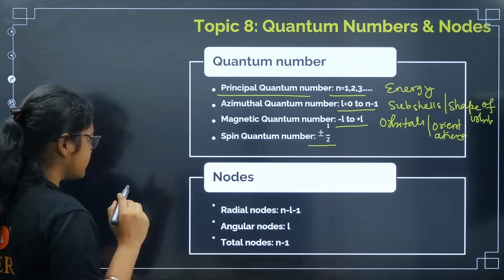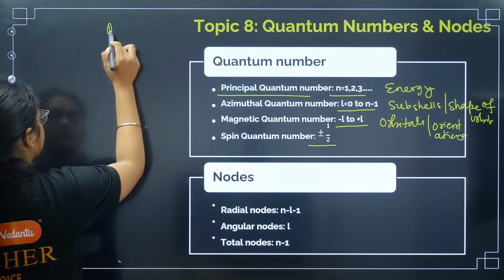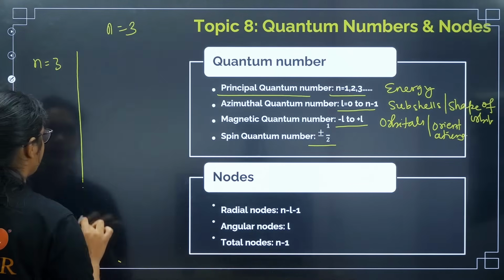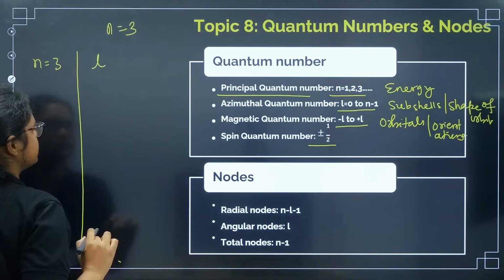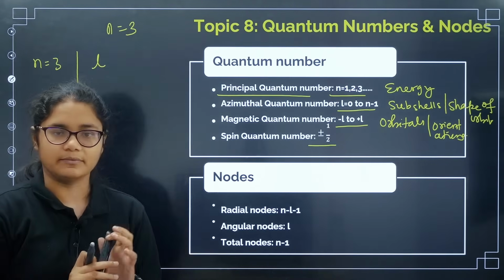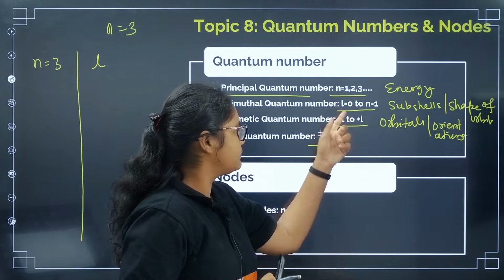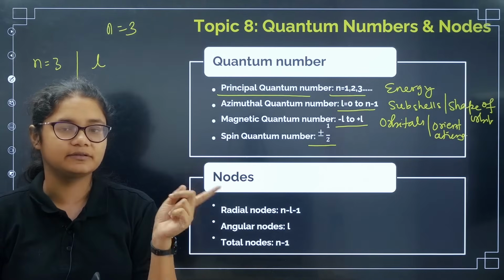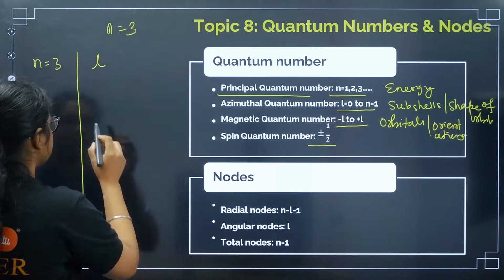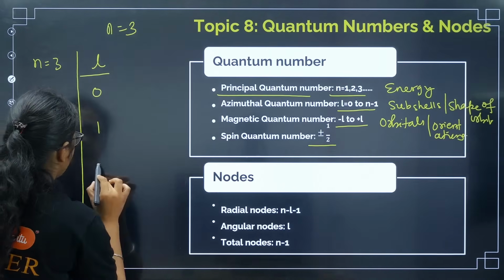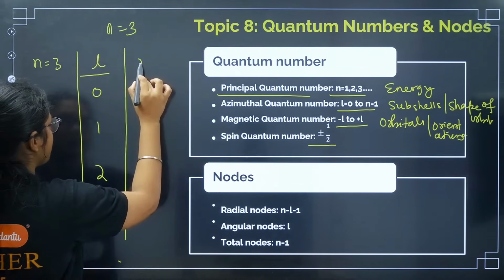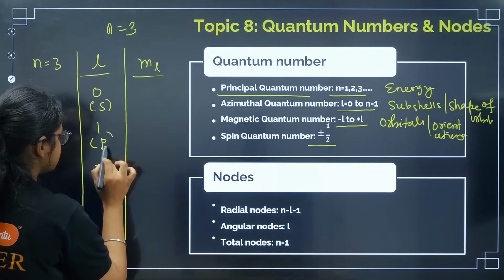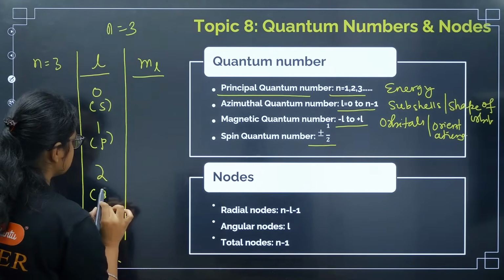Let us take an example for this one. Suppose n is equal to 3. Then what are the possible l values? That is your azimuthal quantum number. The range of l value is 0 to n minus 1. n is 3 here, n minus 1 means 3 minus 1, 2. So the possible l values are 0, 1 and 2. Then what are the possible ml values? For 0, s is used, for 1, p is used, and for 2, d is used.